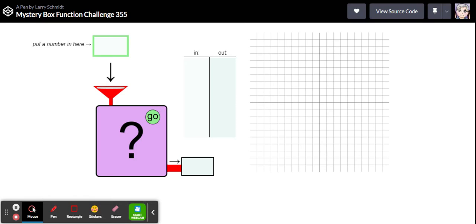In the purple box there is some mystery math and your challenge is to figure out what it is. You can use the link in the description if you want to try this out on your own, and when you've got an idea come on back and see if we get the same thing.